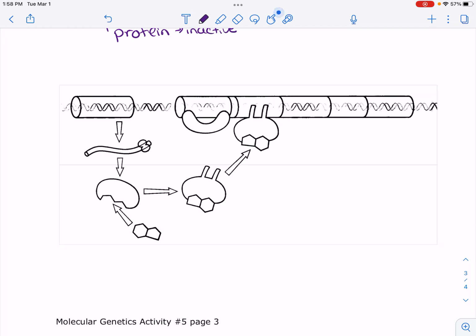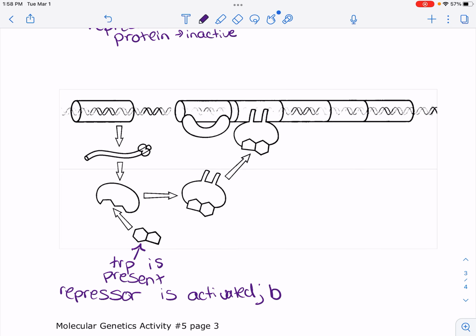In this scenario, this is tryptophan, so the trp is present, so the repressor is activated, and you can see that the repressor protein binds to the operator. So it binds to the operator, and what happens? You guys can see in the picture, the RNA polymerase is literally blocked, so it can't transcribe the gene, so translation can't happen, and you're not going to make these enzymes that help make tryptophan, which makes sense.